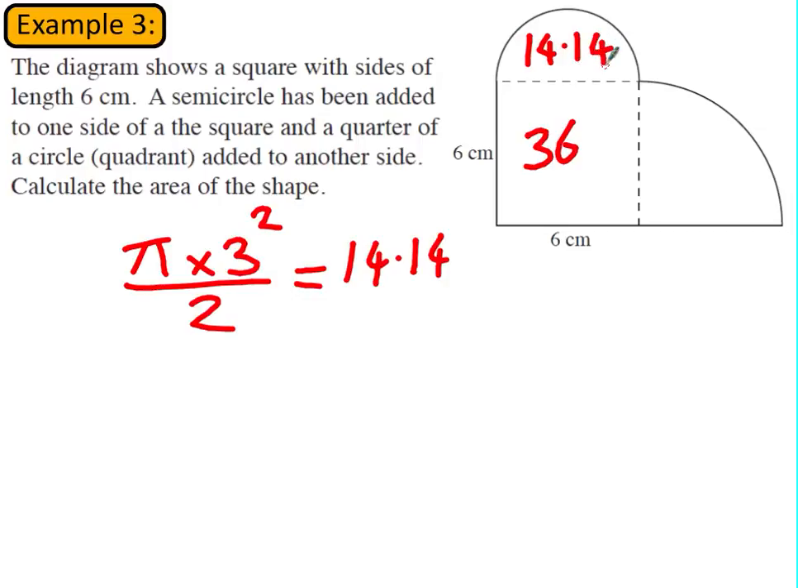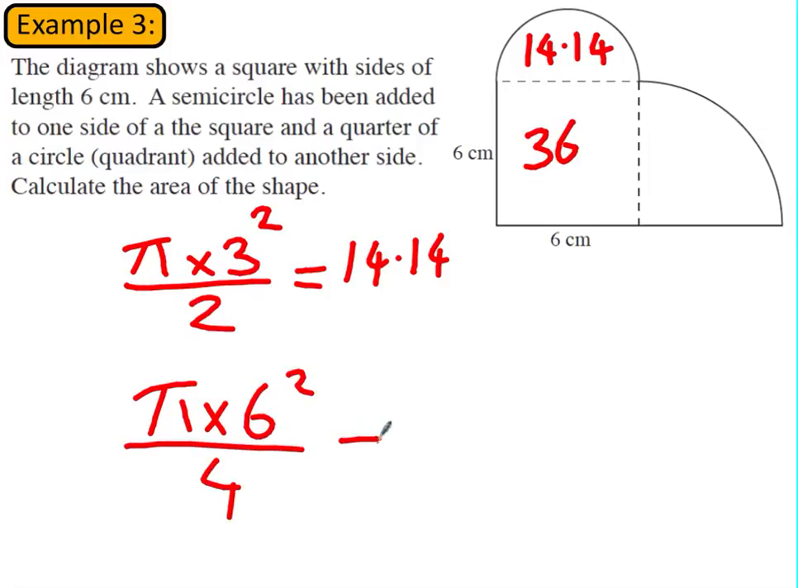Now the quarter circle has a radius of 6. So we do pi times 6 squared, but it's a quarter, so we're going to divide the total circle area by 4 in this case. So if we work that out, pi times 6 squared divided by 4, we're going to get 28.27.